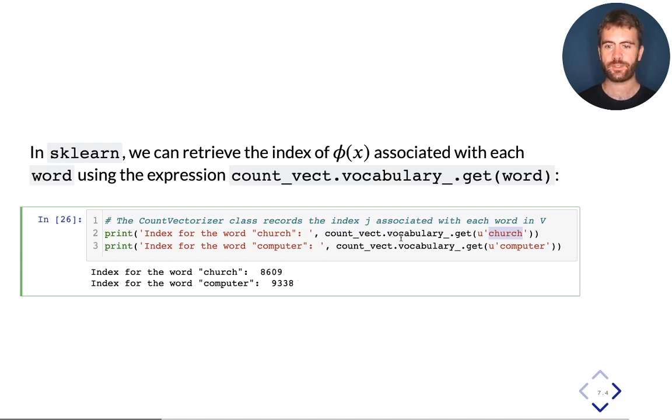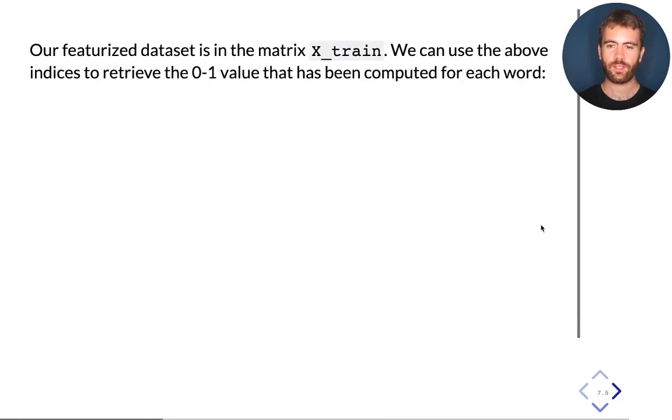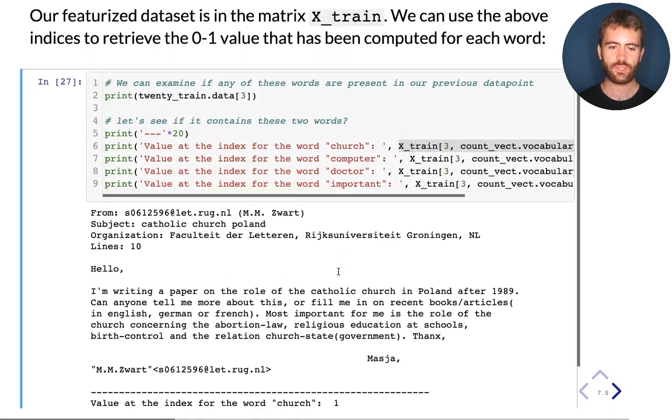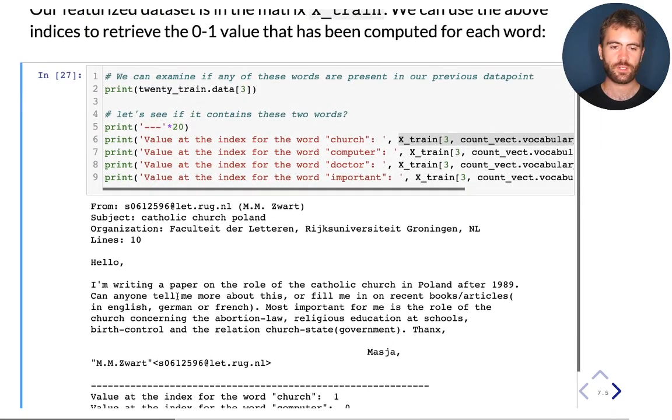I can get this via the scikit-learn class. And the index for the word computer is number 9338. Just to convince you that these indices are real, I can go back and load this message that we had earlier. This was input data point at index 3, and this is a message about a person who is looking for information about the Catholic Church in Poland.